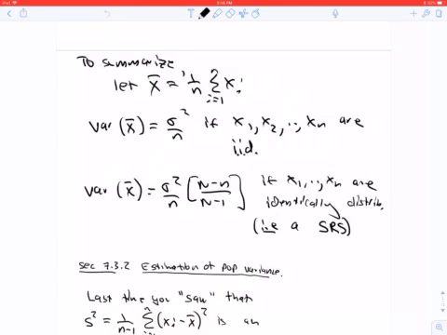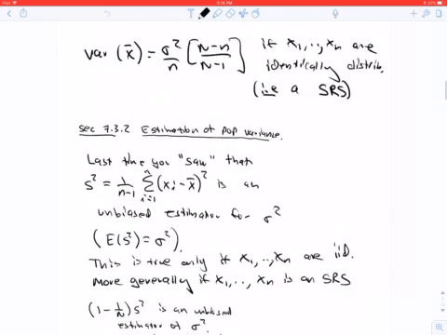So to summarize, the variance of X bar is sigma squared over n when X1 through Xn are IID. And when they're an SRS, in which case we're drawing identically distributed, we're drawing from the same box, but they're not independent anymore, in that case there's a correction factor, capital N minus n over capital N minus 1.